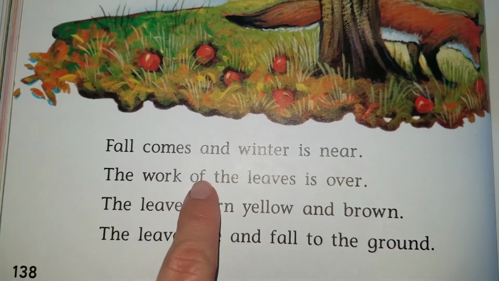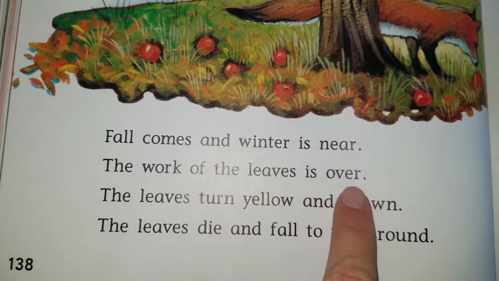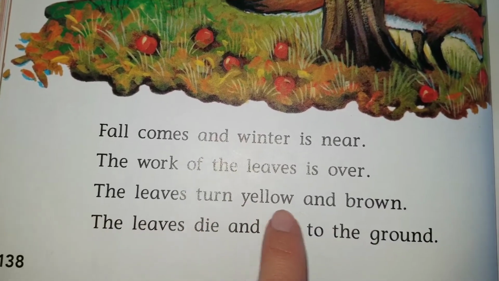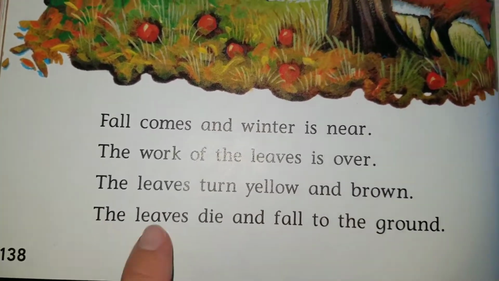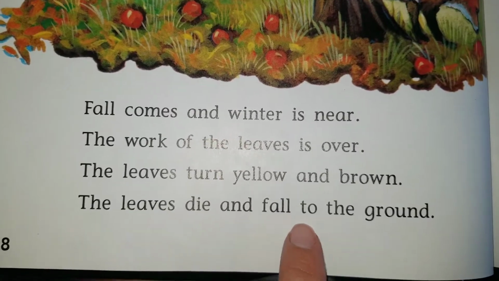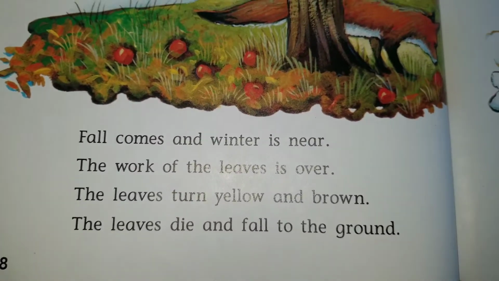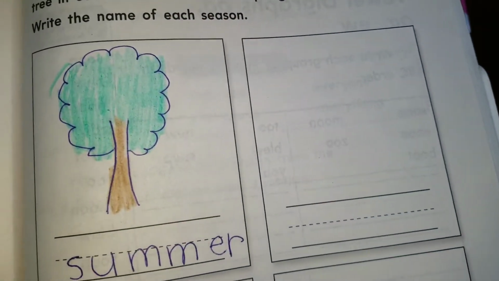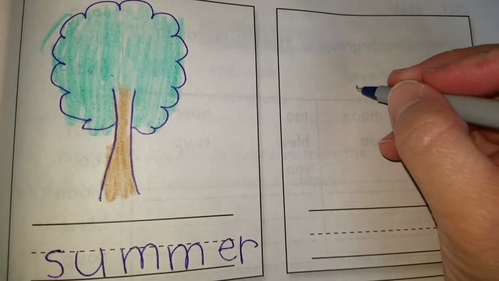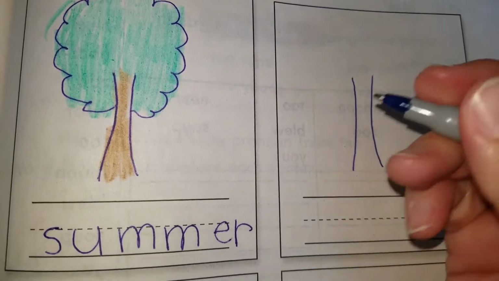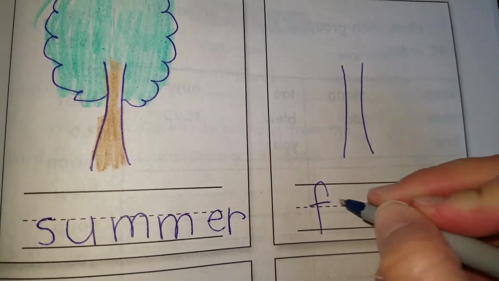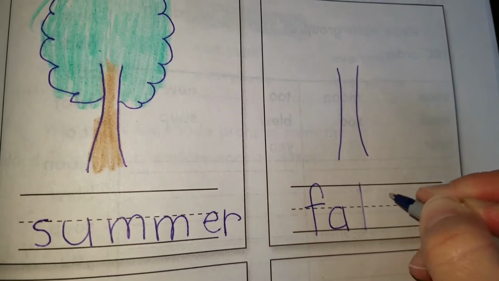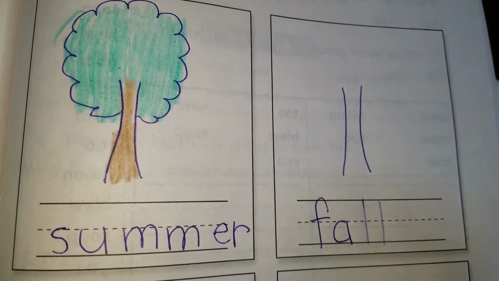The work of the leaves is over. The leaves turn yellow and brown. The leaves die and fall to the ground. So the leaves don't need to make any more food for the tree. So now we're gonna draw another tree, and this tree, by the way, is gonna be in fall. Fall is the name of this season.